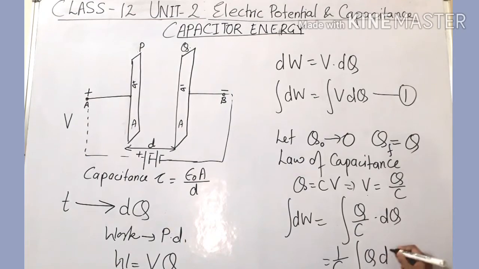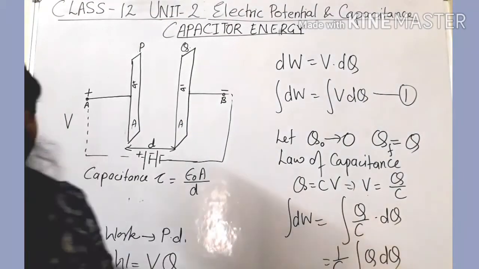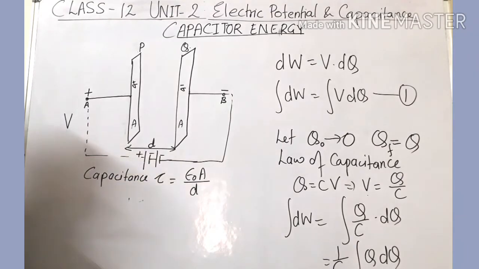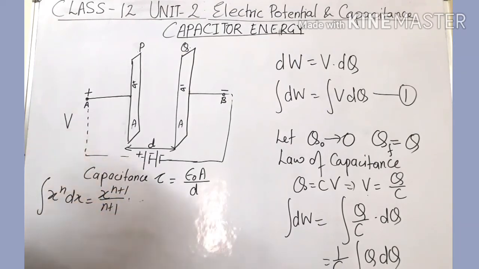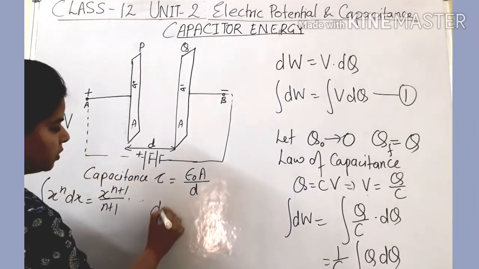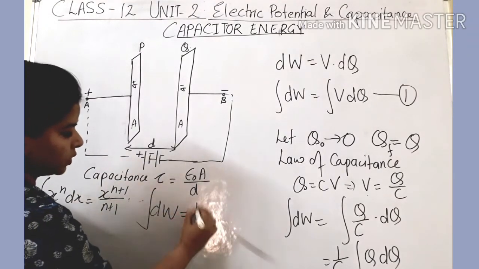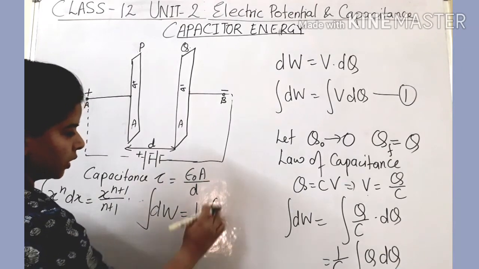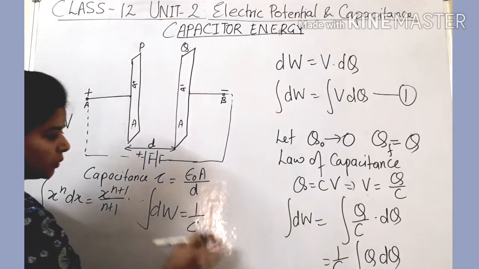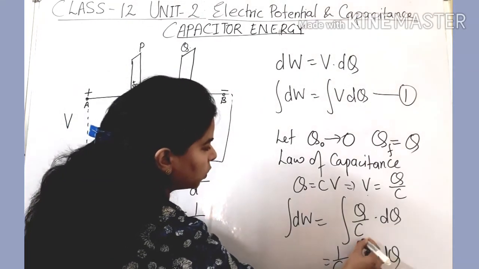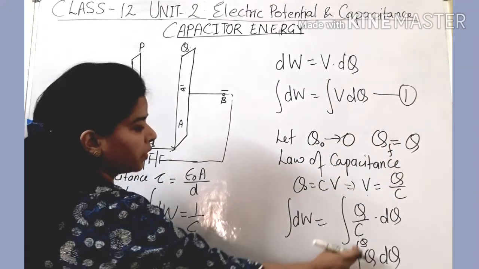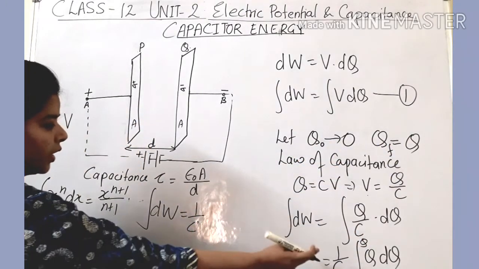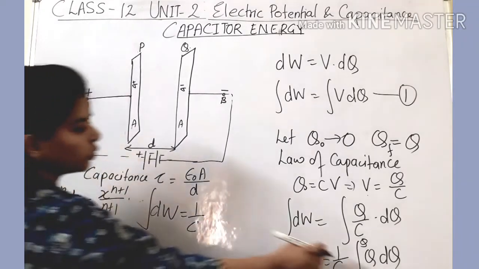Now Q into dQ, you have to integrate this. The integration formula that applies is the integration of x to the power n dx is equal to x to the power n plus 1 over n plus 1. You will apply that formula in this derivation. So the integration of dW is equal to 1 over C, with limits 0 to Q. The minimum limit is 0 and the maximum, final limit is Q. Because it is x to the power n, we take Q to the power 1.